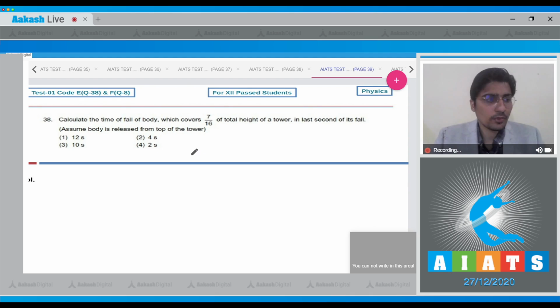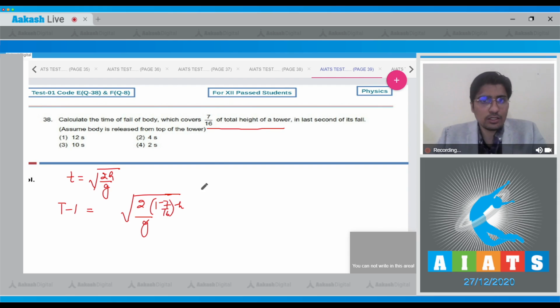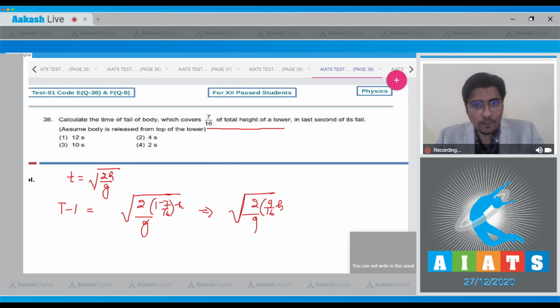Now dear students, question number 38 can be easily solved if we write down the formula for the time of fall from initial zero velocity, which is under root 2h by g. Now it is given that in the last second of its fall, the distance traveled will be 7 by 16 of the total height. So in the remaining t minus 1 seconds it will be 1 minus 7 by 16, that is 9 by 16 of h. So this will be equal to under root of 2 times 9 by 16 h by g.